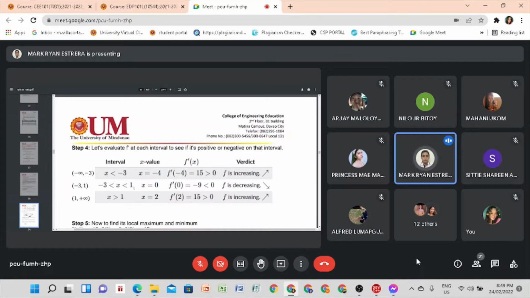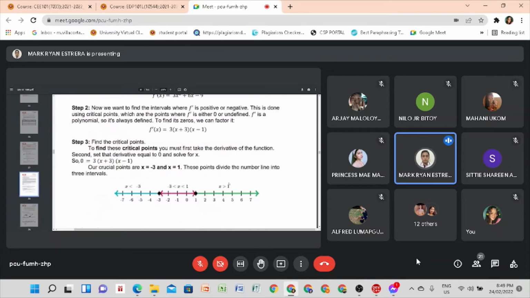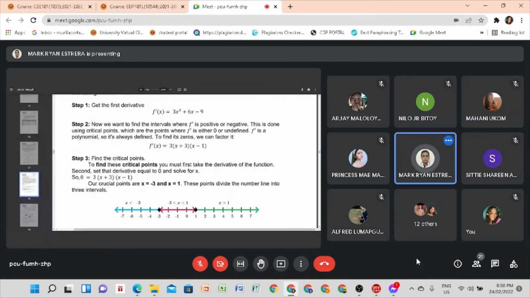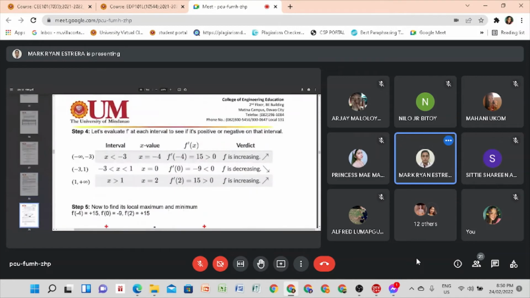So here the author used the x value 0. He plugged it into our function, the first derivative of the function. So at f prime of 0, the result is negative 9, which is less than 0. Now let's get back to the principle here. If f prime of x is less than 0, then the function is decreasing on the interval. So that is why the resulting f is decreasing.